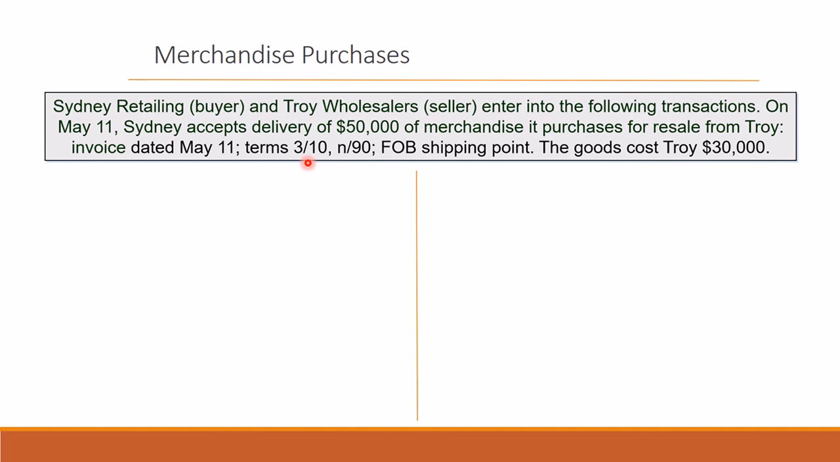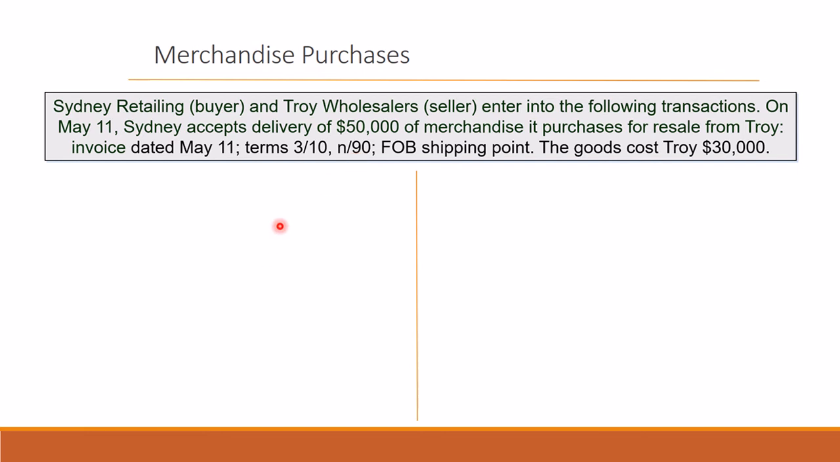That 3/10 represents what we call purchase discount. In this particular case, if Sydney pays within 10 days, that's the 10 part, they get a 3% discount. 3% of $50,000 is $1,500, so they can knock $1,500 off the bill if they pay within 10 days. If not, then the total amount, which is $50,000, is due within 90 days. That's the net 90. The purpose of a purchase discount is to encourage early payment.